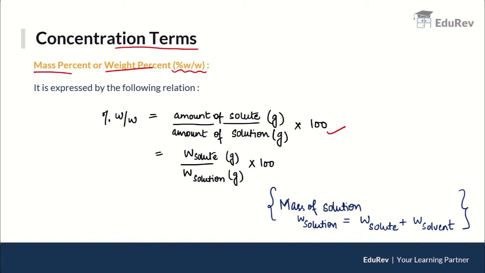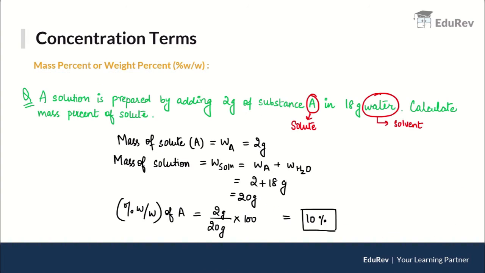Now you know that a solution comprises solute and solvent. तो अगर आपको mass of solution निकालना है, that will be equal to weight of solute plus weight of solvent. You can also do a question in order to understand more. A solution is prepared by adding 2 gram of substance A in 18 gram of water. Calculate the mass percent of solute. ठीक है? That means 2 gram of substance आपका solute दिया हुआ है और 18 gram of water आपका solvent दिया हुआ है, ठीक है?